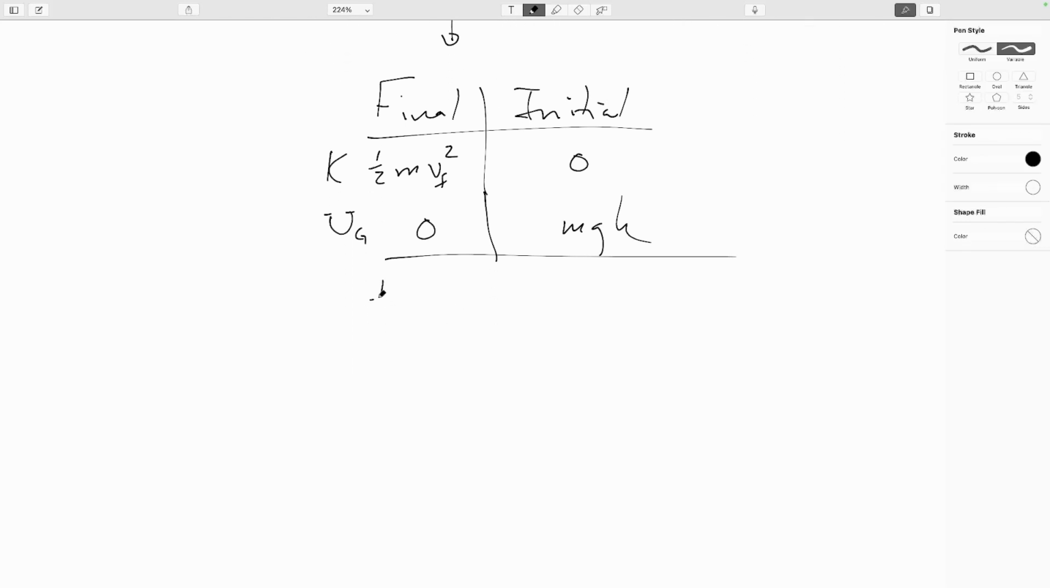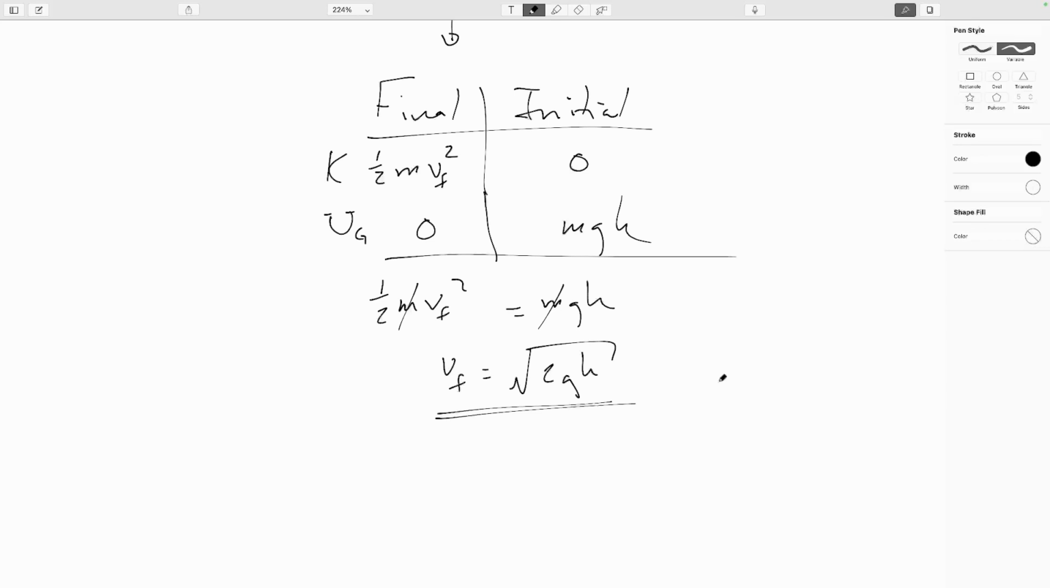Now what you do is just add up the columns and equate. So 1/2 m v final squared equals mgh. Cancel the m's, which is good because we didn't know what m was going to be. And we get that v final is the square root of 2gh. Now you could have totally done this by finding the force of gravity on the rock, using that to find the acceleration, and then doing a kinematics treatment. You'll get exactly the same answer.